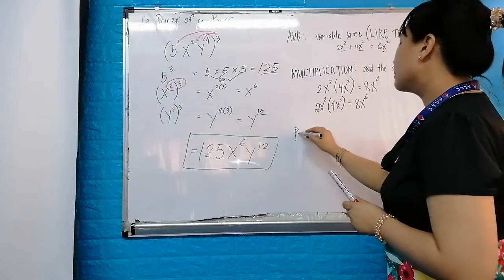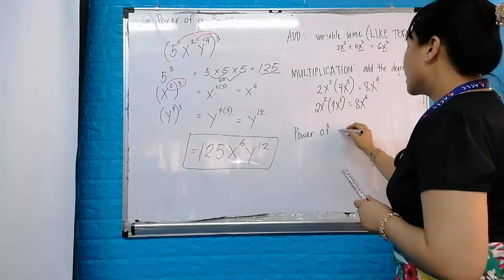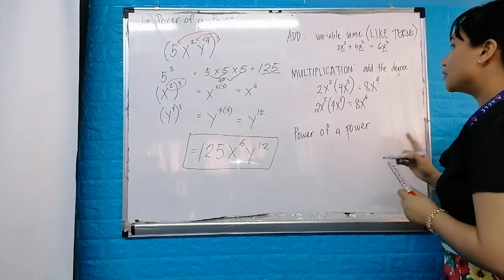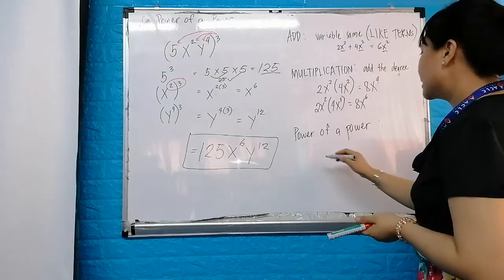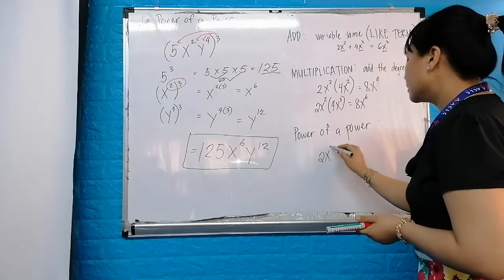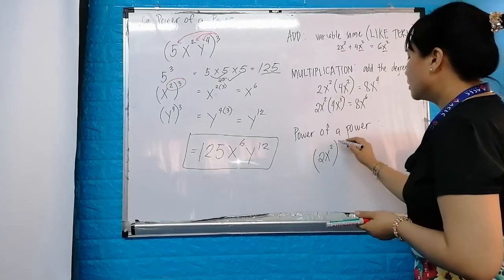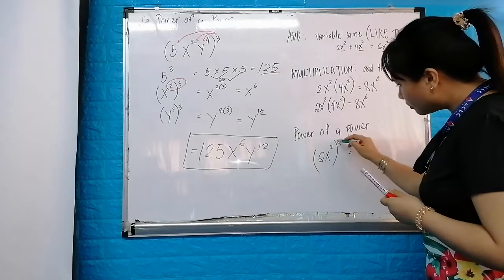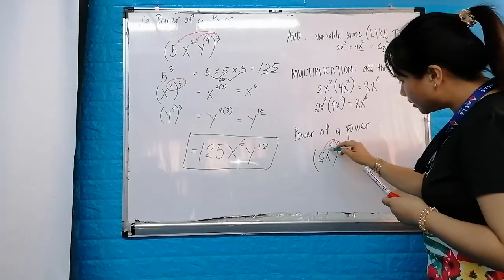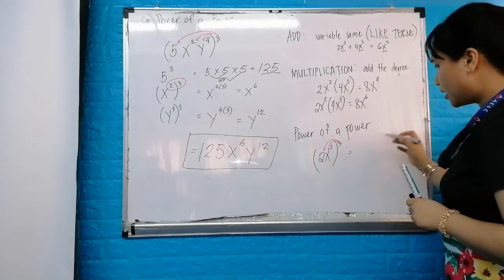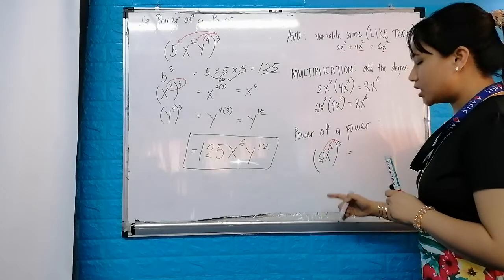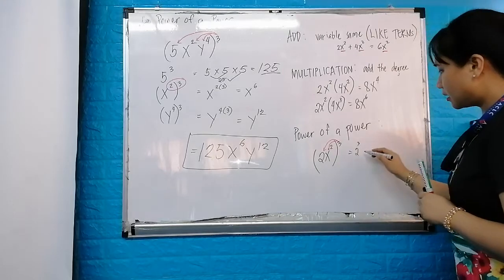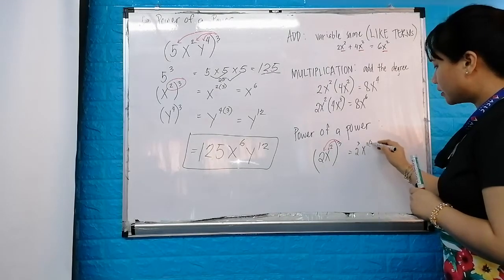So the answer is 8x to the 6th power. So how about power of a power? This is the last topic. So in power of a power, what are you going to do? You're going to multiply the degree, right? So let's just say I have 2x squared, and then I have the power, which is cube. So what are you going to do? Distribute the power into each of the terms inside. Okay. So here I have the coefficient and the variable. So in here I have 2 cubed, followed by my x squared cubed.